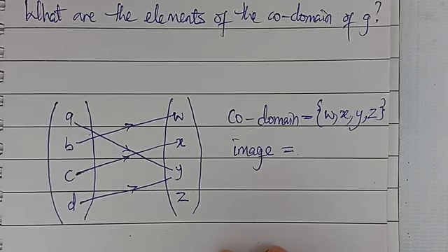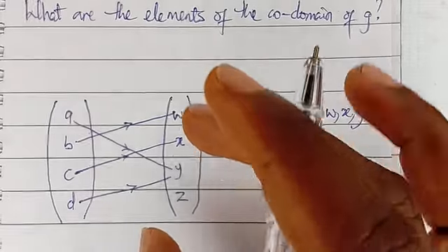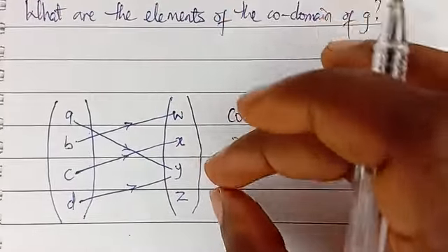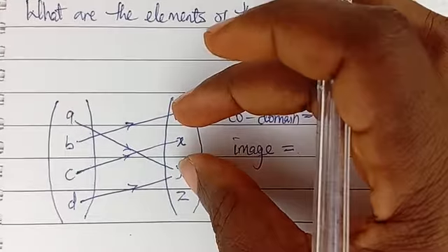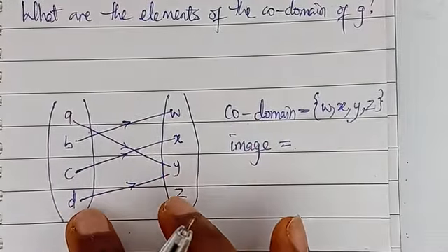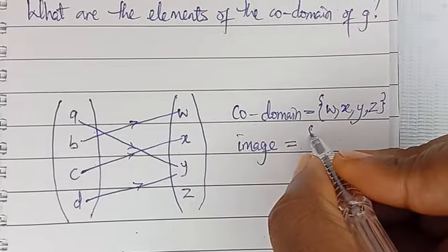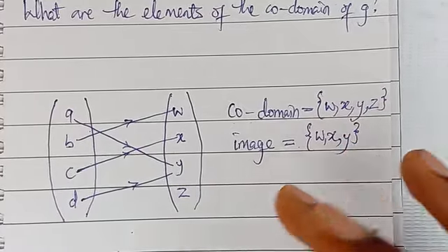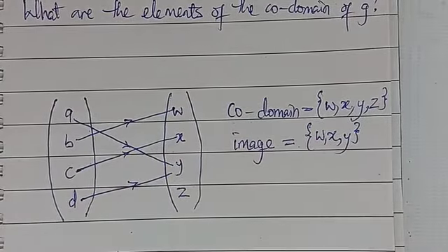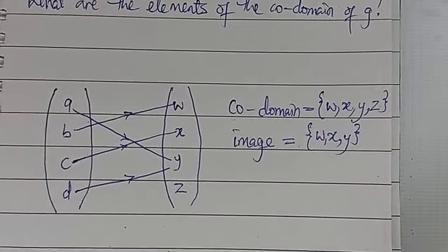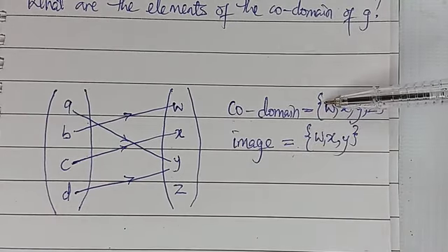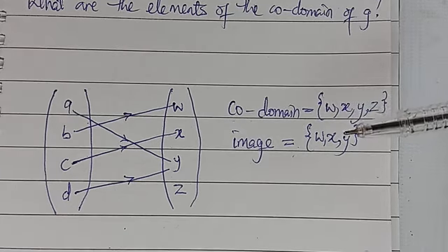Because of that, we have something we call the image or range. The image or range is the set of those elements of the codomain that have been mapped to elements of the domain. So what do we mean? The image is this set, W, X, and Y. Z is not an image or range, right? Good. So we can see that the image or range could be equal to the codomain, or it could be a subset of the codomain.